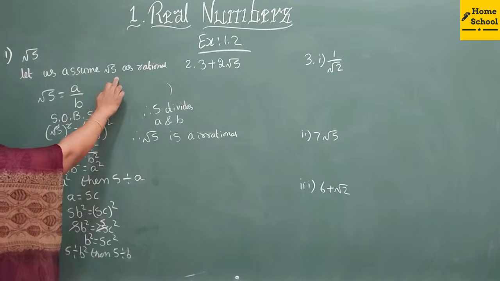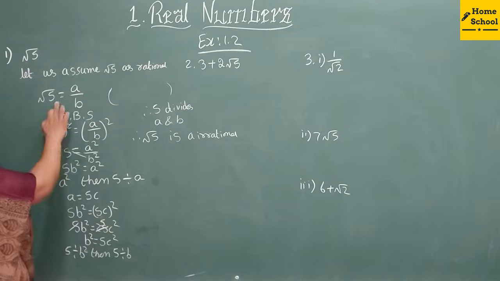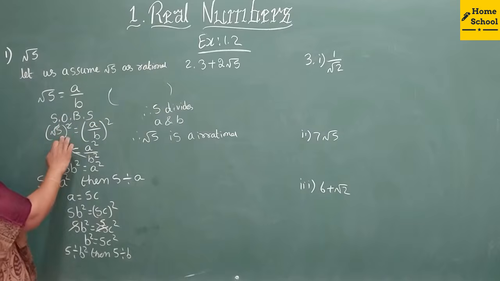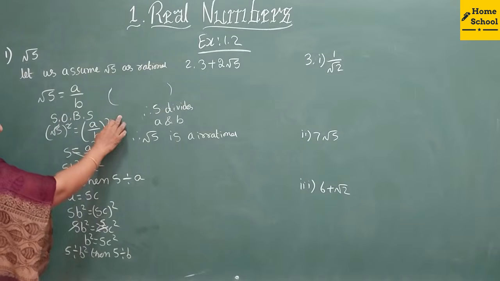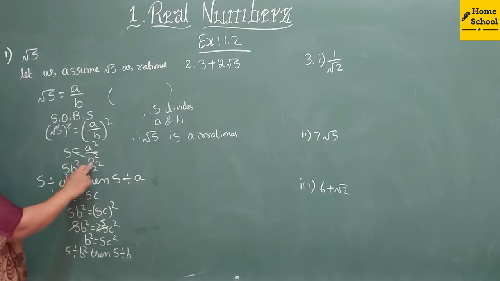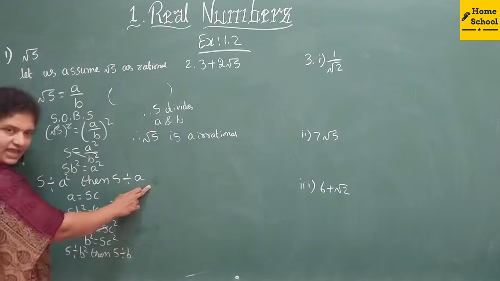Let us assume root 2 as rational. Root 2 is equal to a by b. Squaring on both sides, root 2 whole square equals a by b whole square. Root 2 whole square will be 2, so 2 is equal to a square by b square. 2b square equals a square. 2 divides a square, then 2 divides a.